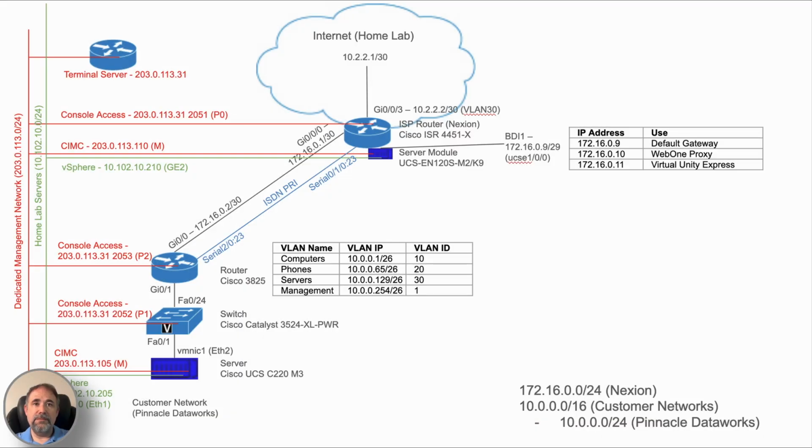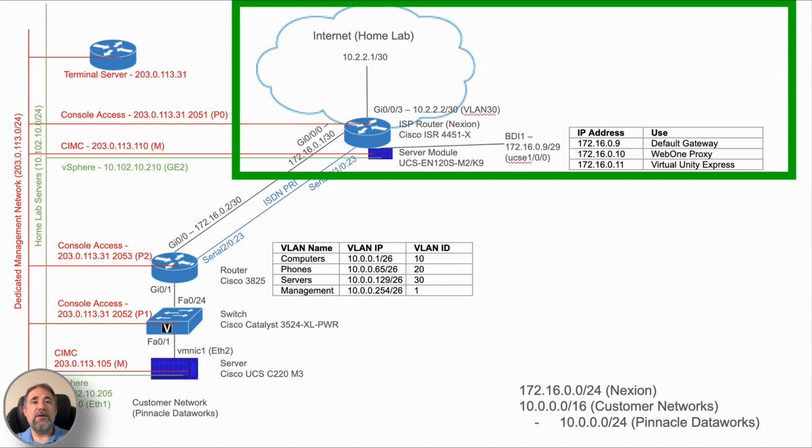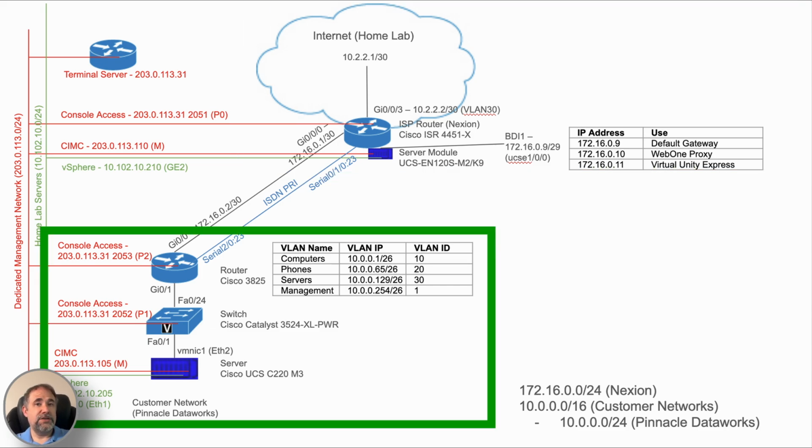This is our lab, split into two roles. On the ISP side, we have our ISP, Nexion. Nexion's powered by a Cisco ISR 4451X, and inside of that is a UCS Express module. This simulates what we would today call the cloud. Basically what passed for that in 2005 anyway. And then on this side, we have our customer network, Pinnacle Dataworks.